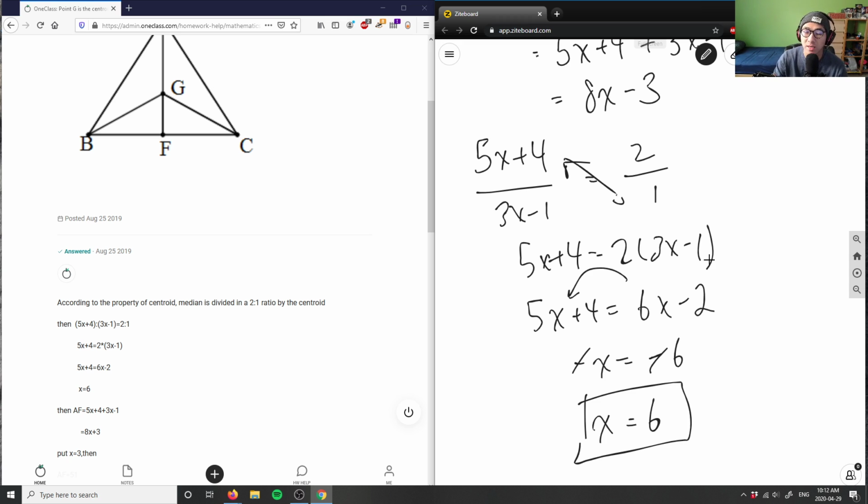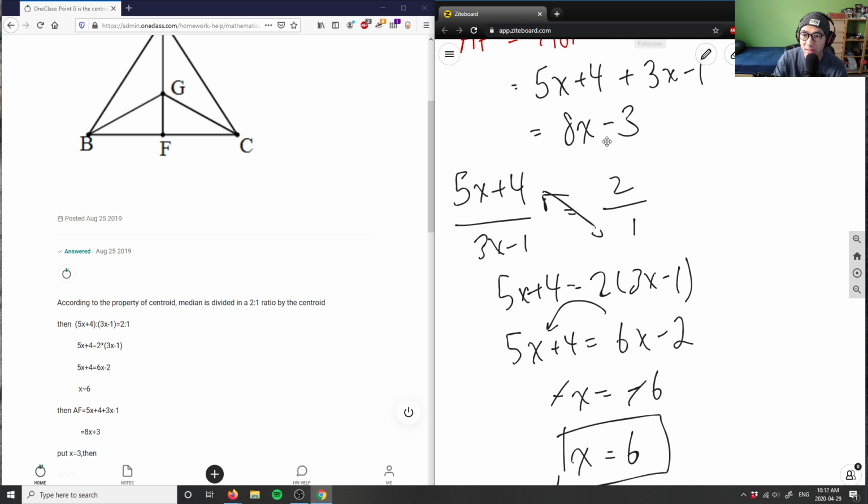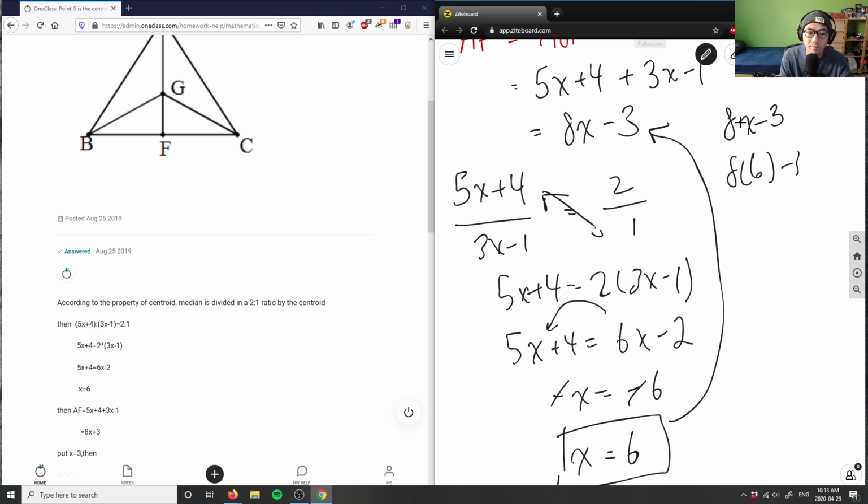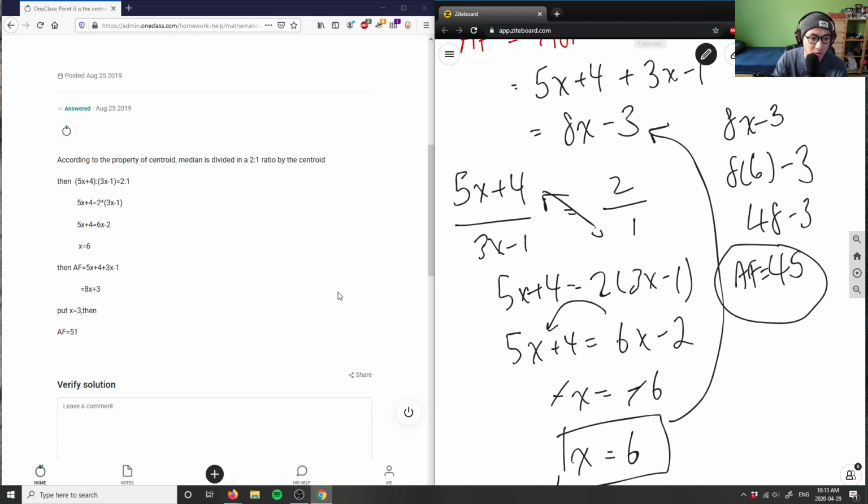So if x equals 6, what I could do is I could solve for my AF, right? Because I know it's 8x minus 3. So I can substitute basically the 6 into this equation here. So I would have 8 times 6 here minus 3. Finally, 6 times 8 here is 48 minus 3, but therefore AF here would equal 45. So this here would be my final answer for this problem here.